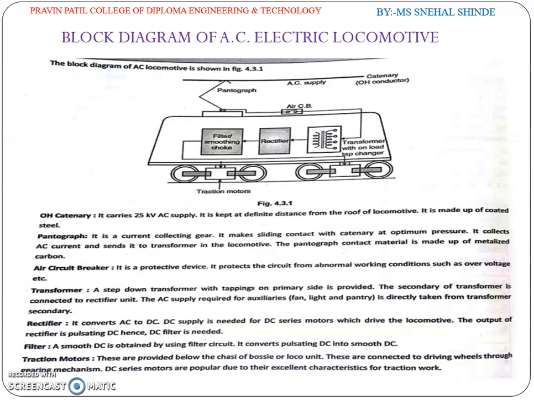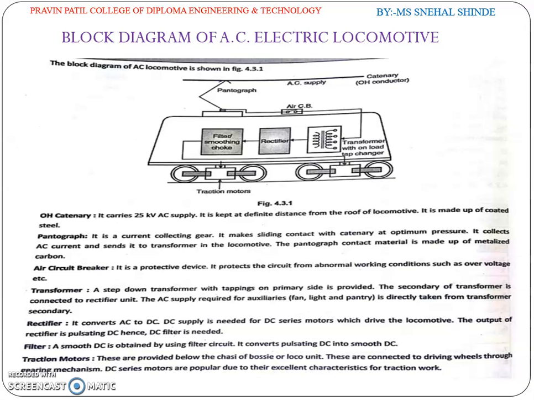Transformer. We use a step-down transformer with tappings on the primary side provided. The secondary of the transformer is connected to the rectifier unit. The AC supply required for the auxiliaries like fan, light, and pantry is directly taken from the transformer secondary.